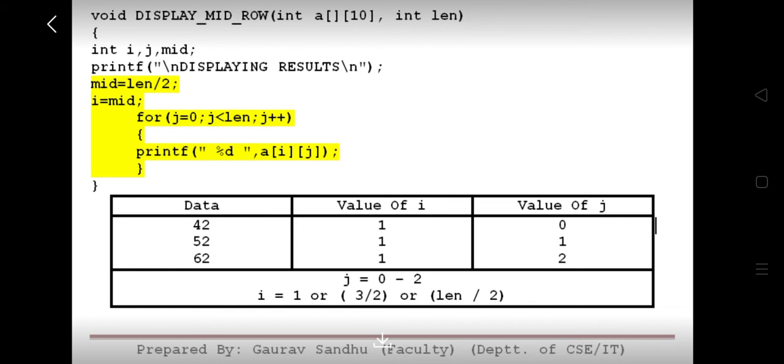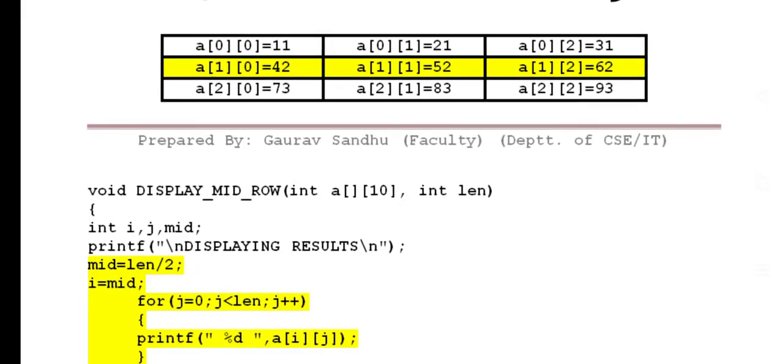Now if we see the program part, mid is equal to len by 2. Here mid is declared as an integer, i is equal to mid, and a for loop has been used for j because the value of j was varying from 0 to 2, and in the printf statement the 2D array has been displayed. Because of using this logic, the middle row will be displayed.